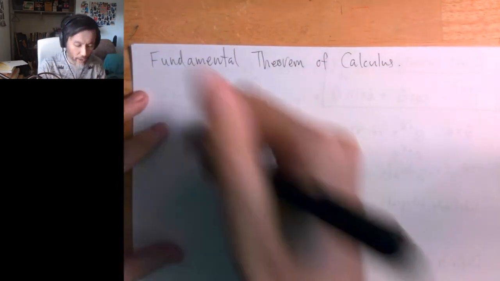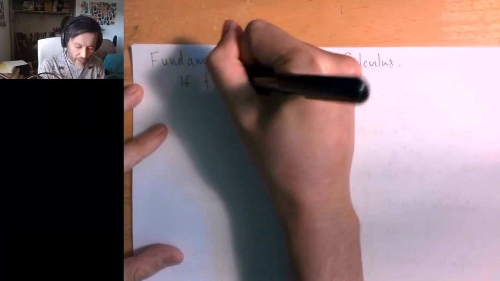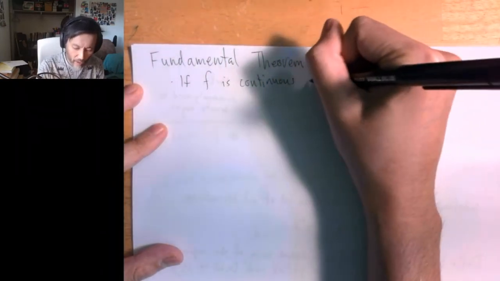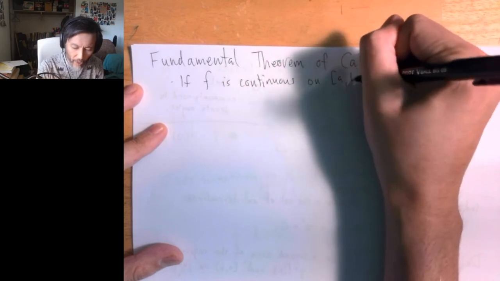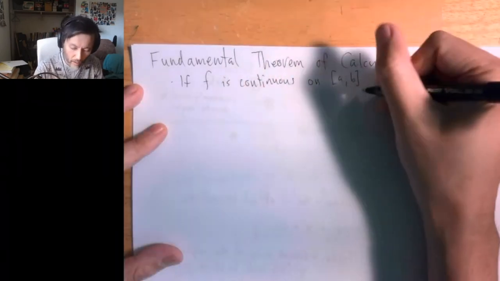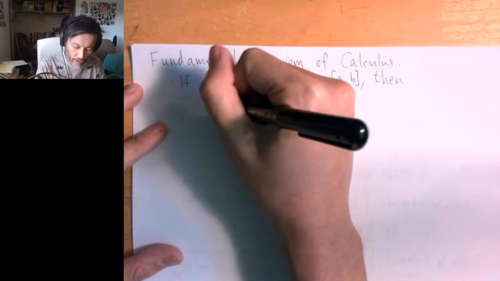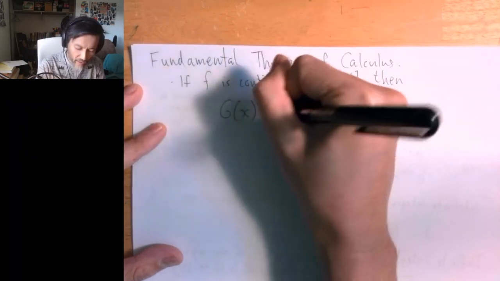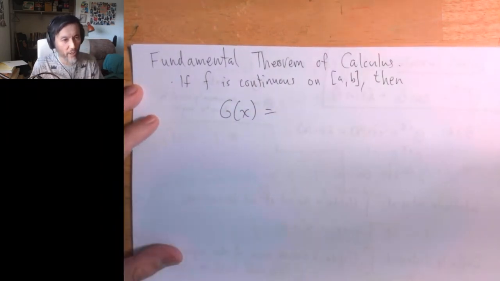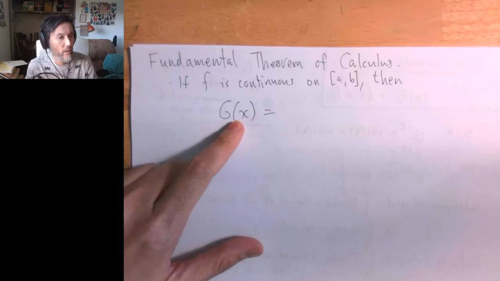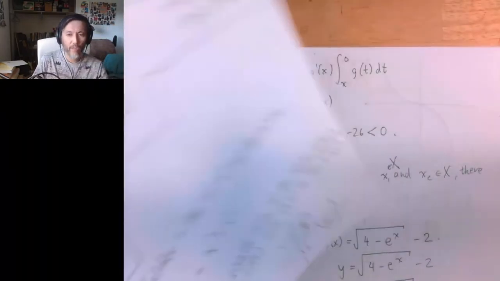It says the following thing. If f is continuous, very mild, on the interval from a to b, then we can define a function, g of x, and it's a funky function. It's a very funky function because this function is defined as a definite integral using this concept.